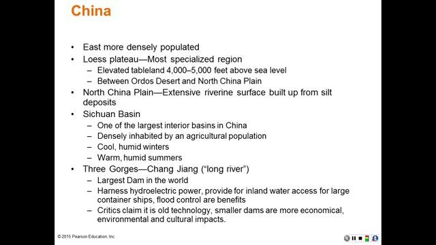The Three Gorges region of the Changjiang or Long River has the largest dam in the world, the Three Gorges Dam, that harnesses hydroelectric power, provides inland water access for large container ships, and provides flood control as well. Critics claim, though, that it is old technology, that smaller dams are more economical, more environmentally friendly, and reduce the cultural impacts.